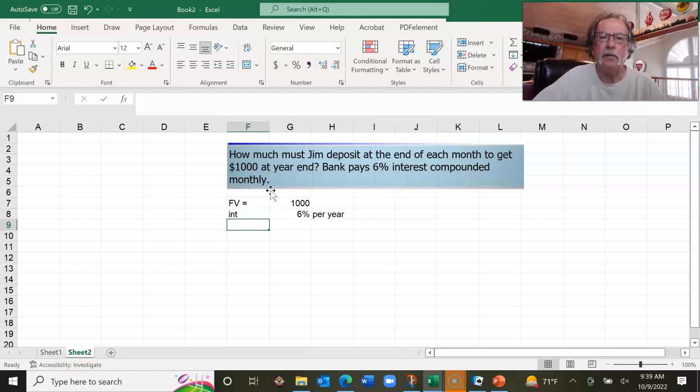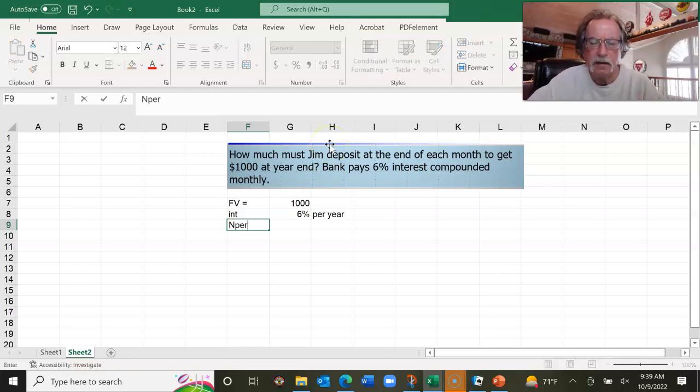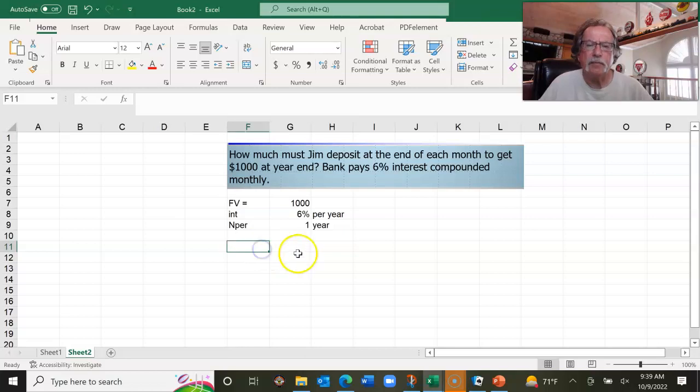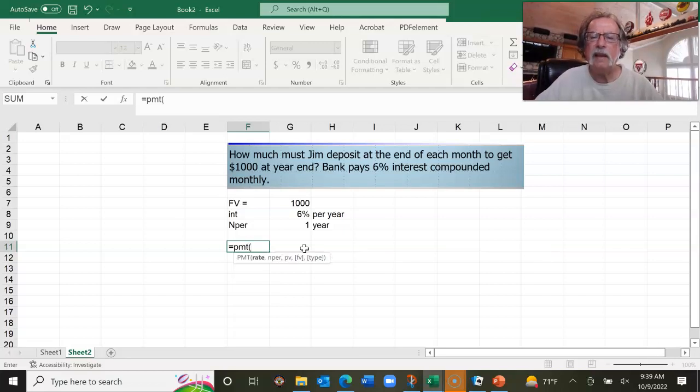And your number of periods, 1 year, it's actually 12 periods. So we have a new function here. It's the payment function. And so we use PMT, and the rate is going to be 6% divided by 12, or 0.5% per month. How about if I put it in as 0.005? But it's basically 6% per year, or 0.5% per month.